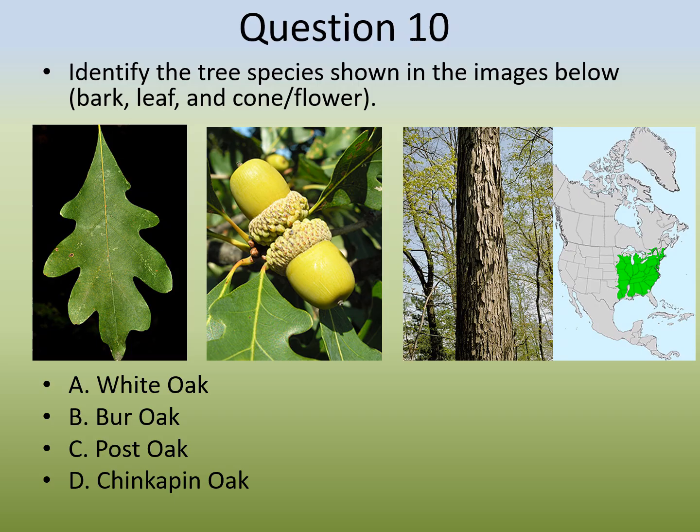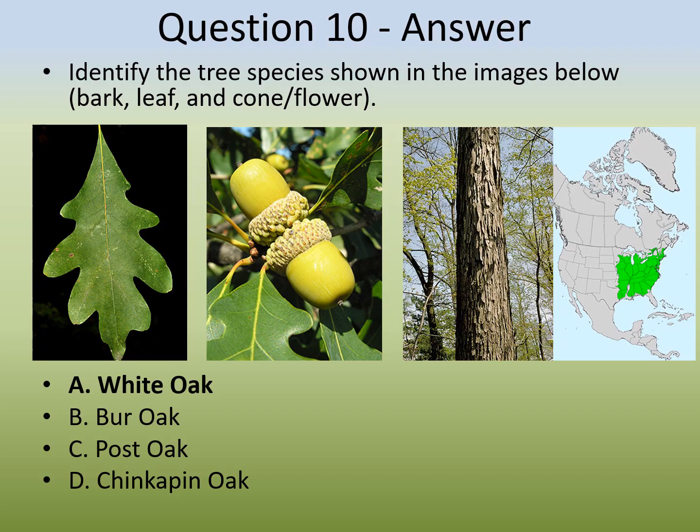Question 10. Identify the tree species shown in the images below. Got some acorns and a rounded leaf. Is it A, white oak, B, bur oak, C, post oak, or D, chinkapin oak? The answer is A, white oak.